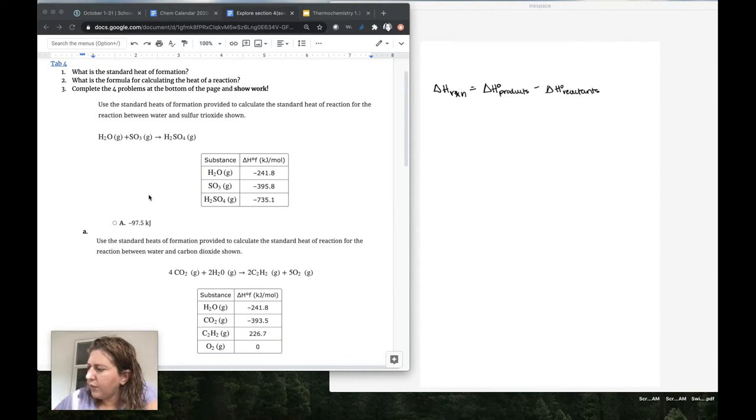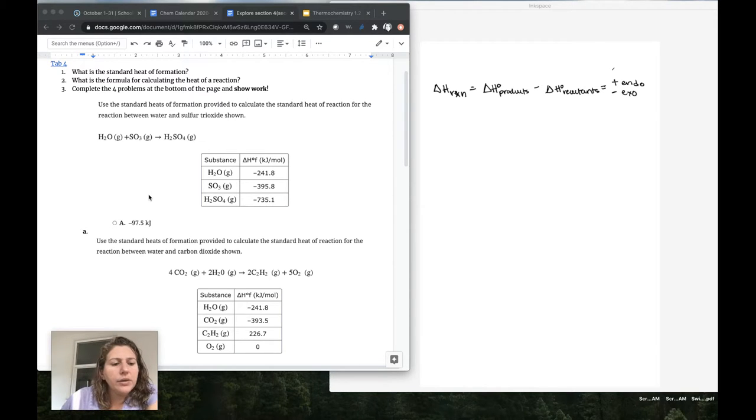The way we use this to calculate things is basically to tell us if a reaction is endothermic or exothermic. If a reaction comes out with a final answer of a positive value, then we know it's going to be an endothermic reaction. If it comes out with a negative value, it's going to be an exothermic reaction.